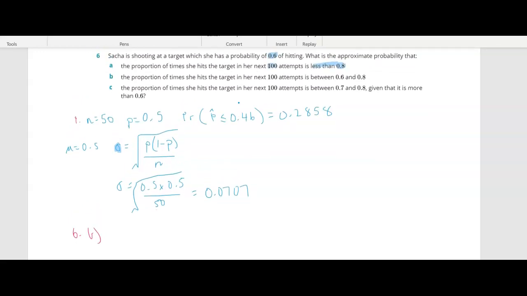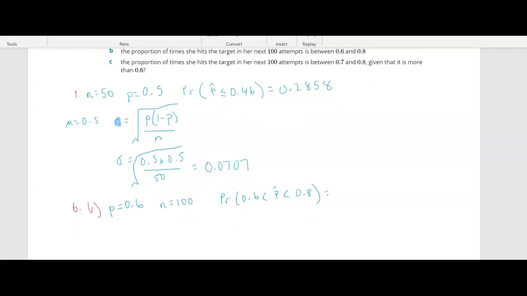And I'll scroll back up. Okay, so P is equal to 0.6. N is 100. And we want between 0.6 and 0.8. So we do need to find the standard deviation. So P is 0.6 times 1 minus 0.6, which is 0.4. Remember, that's the same as Q, the probability of failure, over 100.